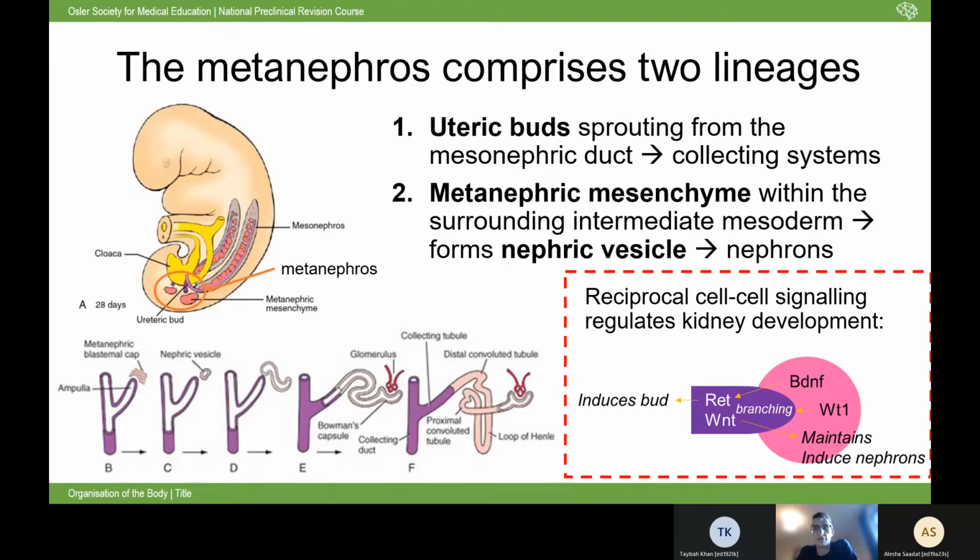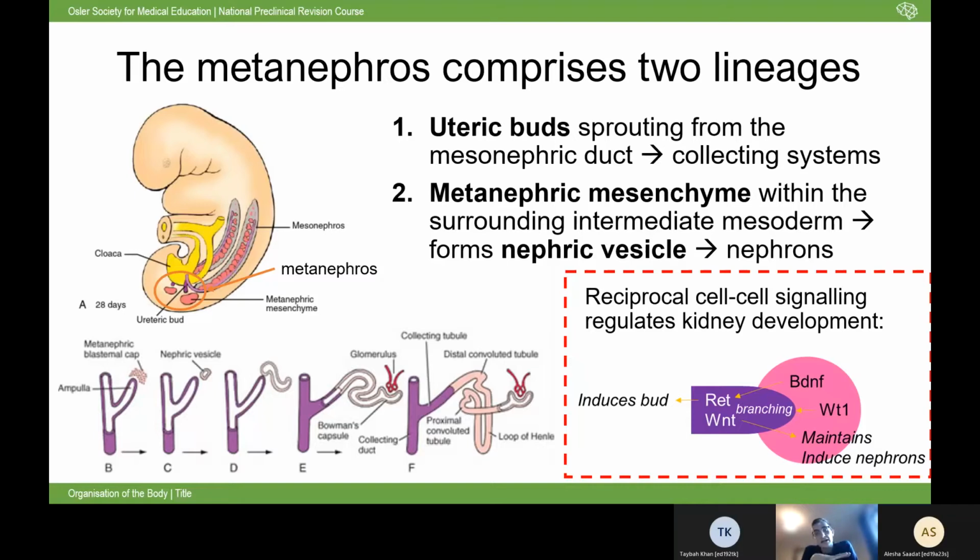And that forms initially this structure called the nephric vesicle, and actually eventually gives rise to the mature morphology of the glomerulus, with your Bowman's capsule, your proximal tubules, your loop of Henle, your distal tubules merging into the collecting duct and the collecting system, which is derived from that ureteric bud.